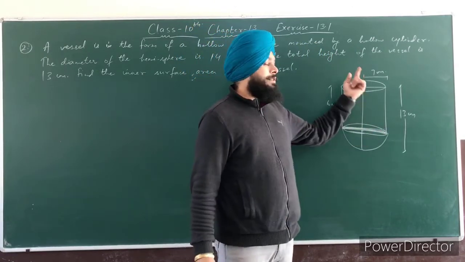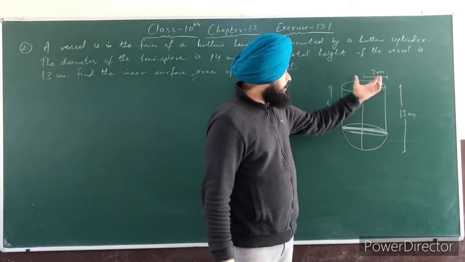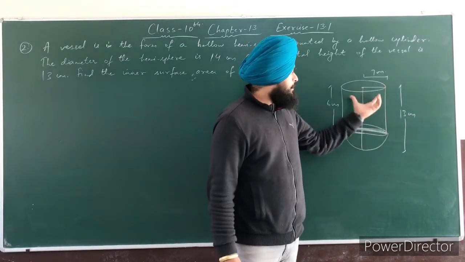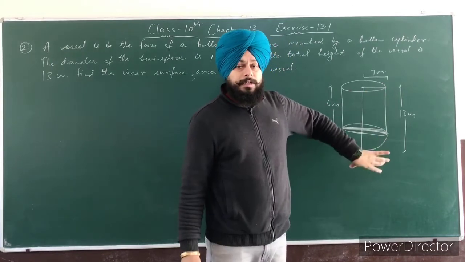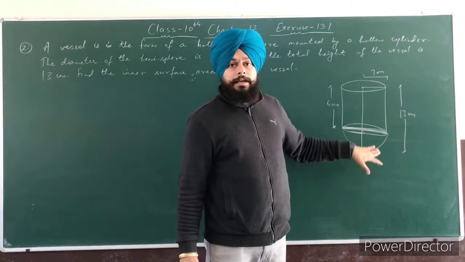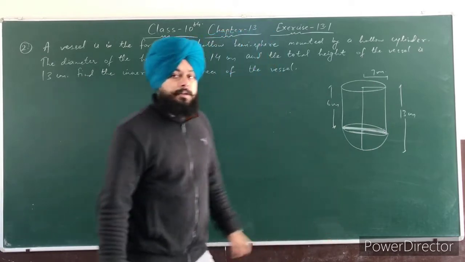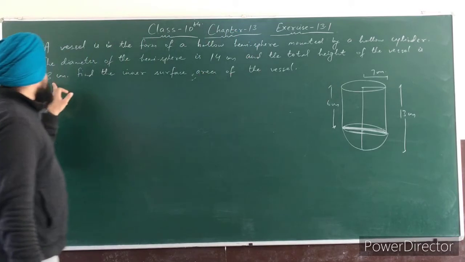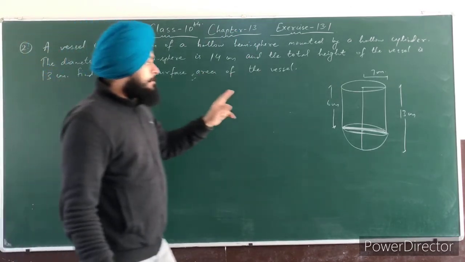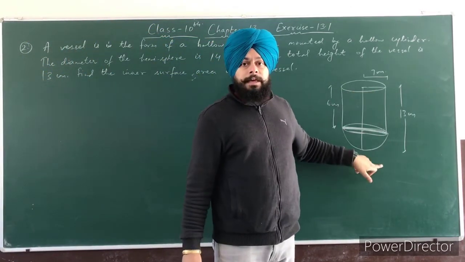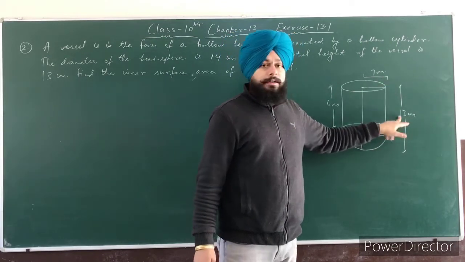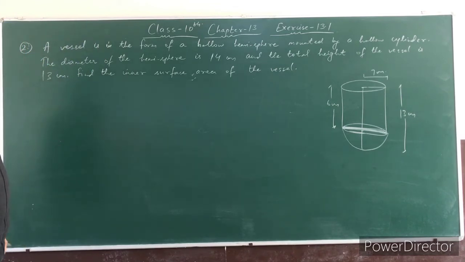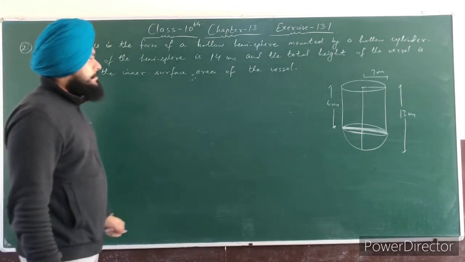So the radius is how much? 7 cm. The radius of the cylinder and this hemispherical part is the same because the cylinder is mounted on this hemisphere. That's why the radius of both the cylinder and hemisphere should be the same, that is 7 cm. And the total height of the vessel is 13 cm. Total height means from the top of the cylinder to the bottom of this hemisphere. Find the inner surface area of the vessel. We have to find the inner surface area.